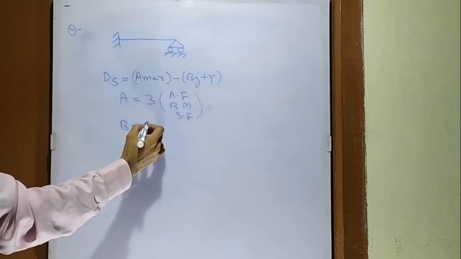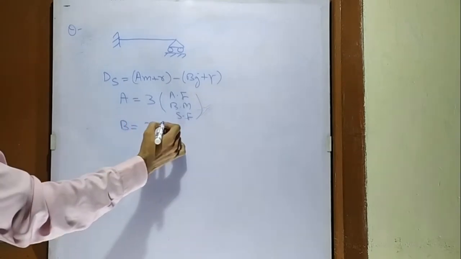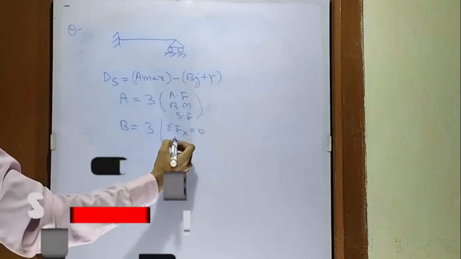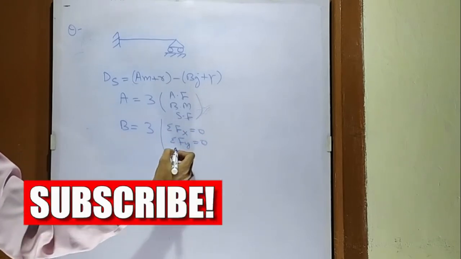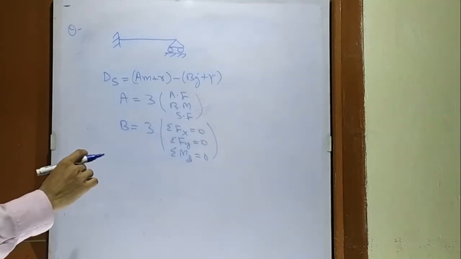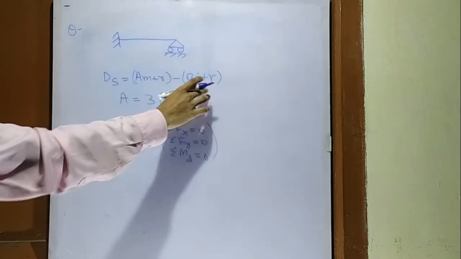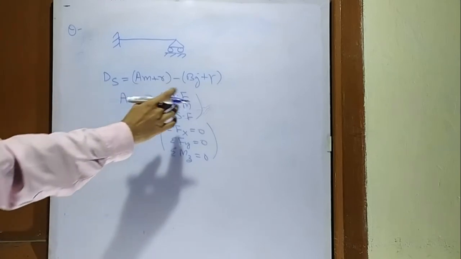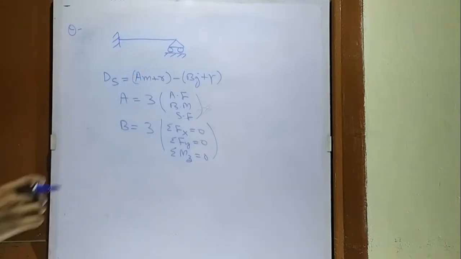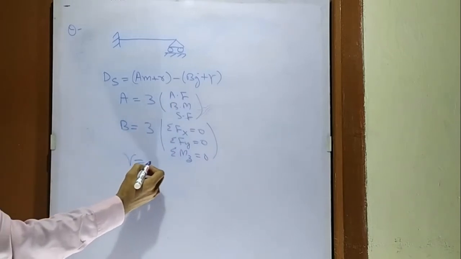Okay, so in a 2D case, the value of b is 3, and what are the equations of equilibrium? They are sigma Fx = 0, sigma Fy = 0, and sigma Mz = 0. So this is the case of 2D. And j, the number of joints, we can easily count, and gamma is the number of releases in the structure. This will be used when there is a release in a member. Now in our case there is no release, so we will just put gamma = 0.